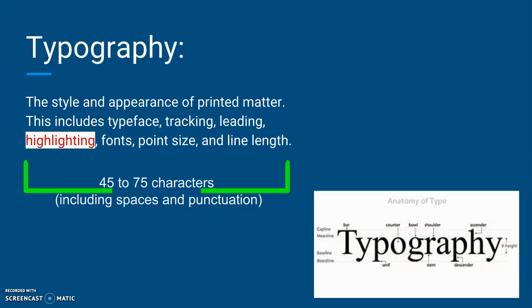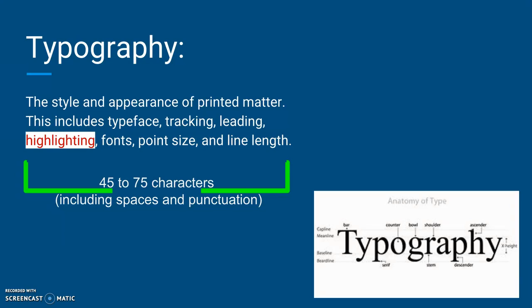On to highlighting. Highlighting is the change in color of text or the change in the background color between individual words or groups of words. Finally, line length. Line length is the amount of text, the amount of characters in a line of text, usually in body copy.